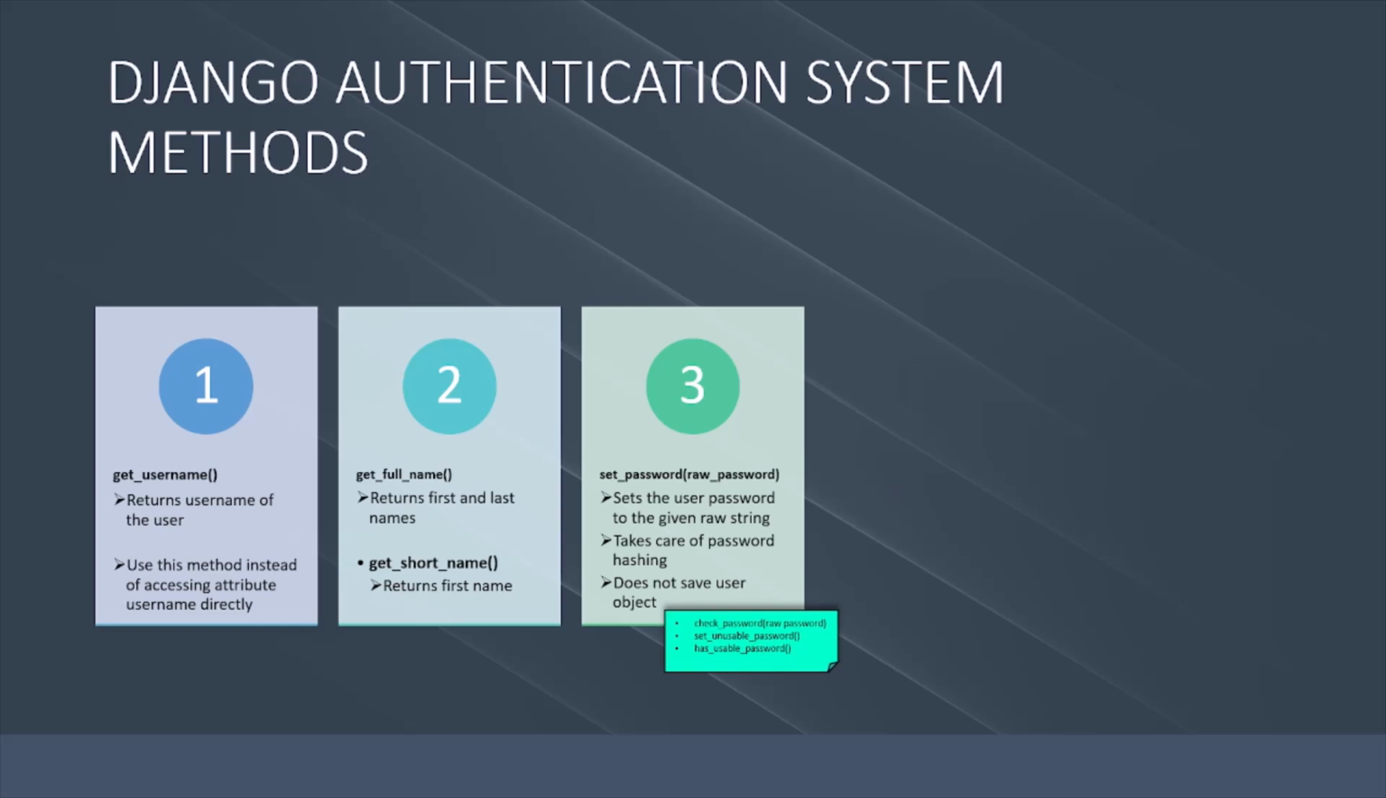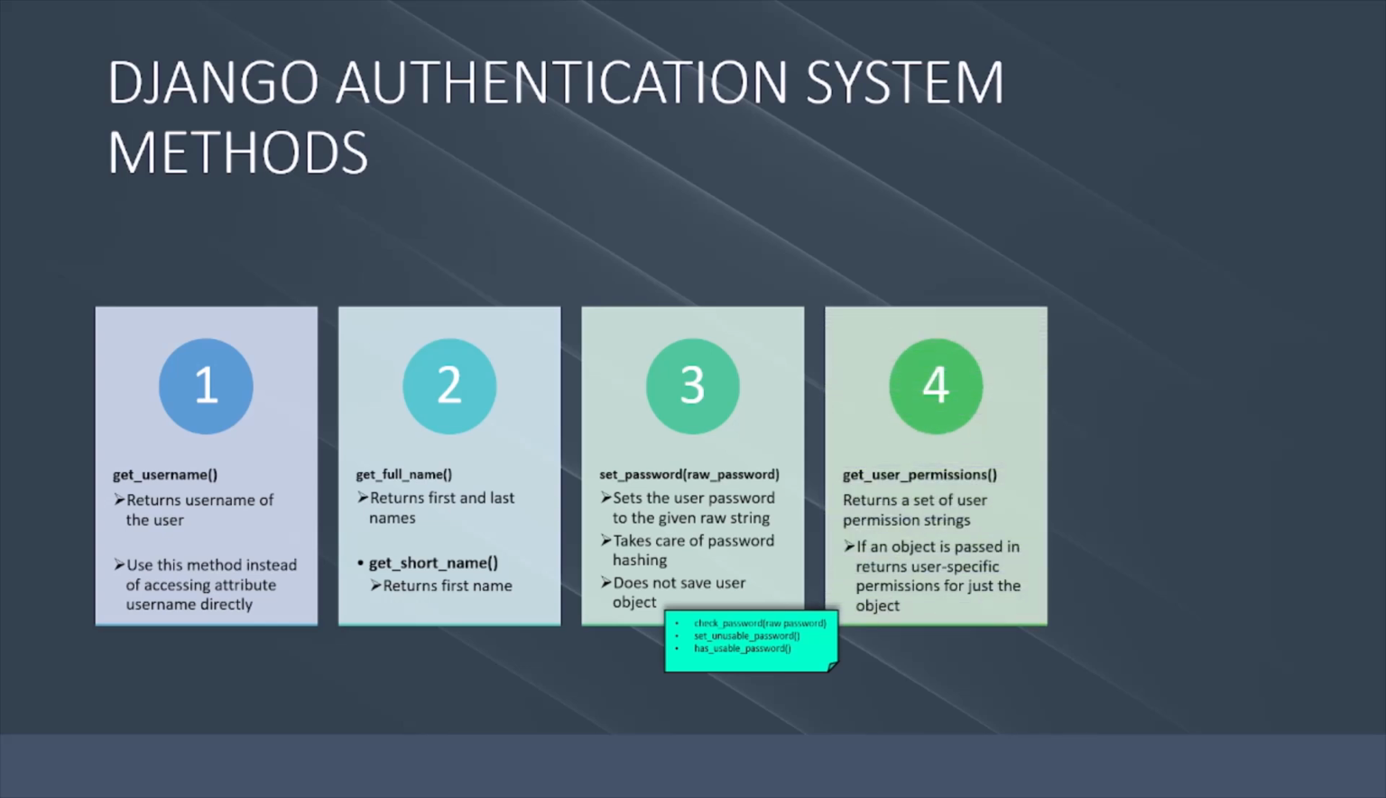In addition, we have check_password, set_unusable_password, and has_usable_password. So check_password will return true if the raw password is the correct password for the user. set_unusable_password would indicate that the user has not set a password. has_usable_password will return false if set_unusable_password is called. We then have get_user_permissions, and this returns a set of strings containing the user permissions.